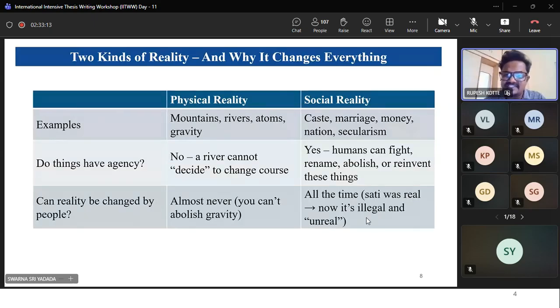So what are these two realities? One is physical reality and another one is social reality. In humanities research, we look at social reality. Examples of physical reality are mountains, rivers, atoms, gravity. And in social reality, caste is a social reality, marriage, nation, secularism. Now, do you think that physical objects have agency? What is agency? Anybody?